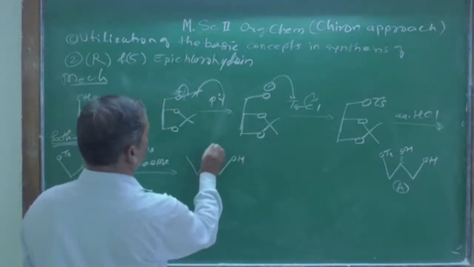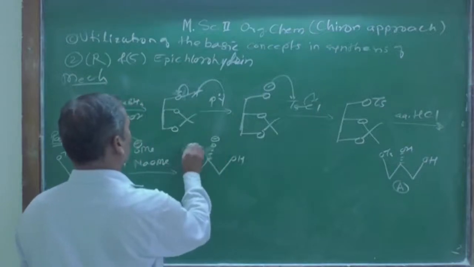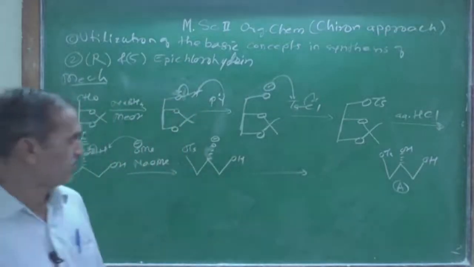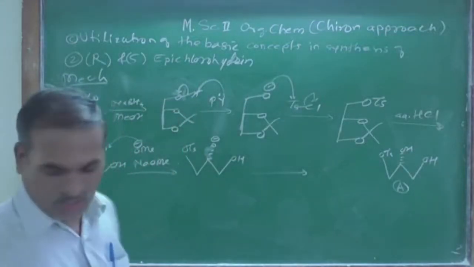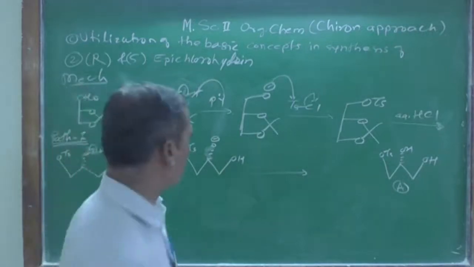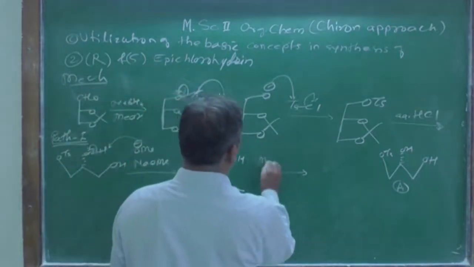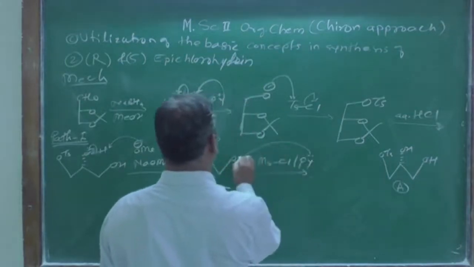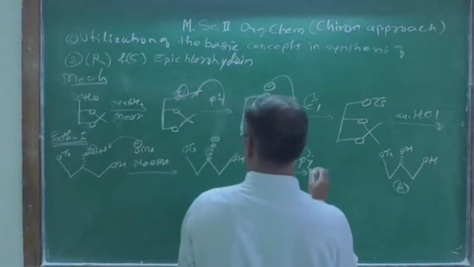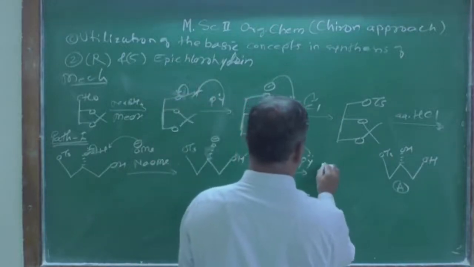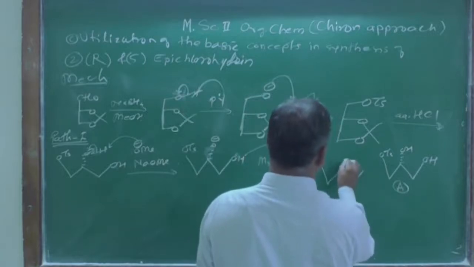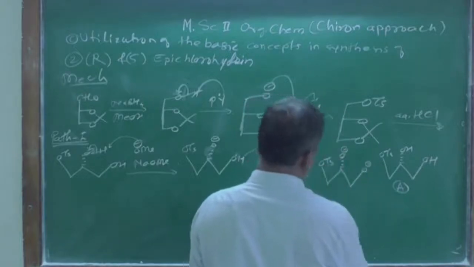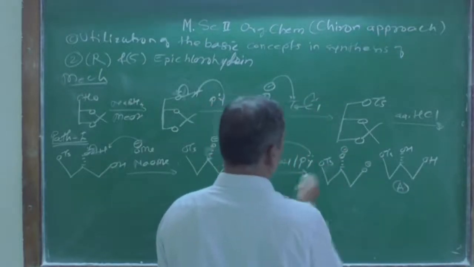Here dash O minus, and here is an OTs, and further we are using what is that? We are using MsCl, right? Here MsCl in presence of pyridine. What will pyridine do? It will abstract the proton from here, and you are going to get this one. This type of compound, O minus, then O minus again here, OTs, and after that what is happening here?